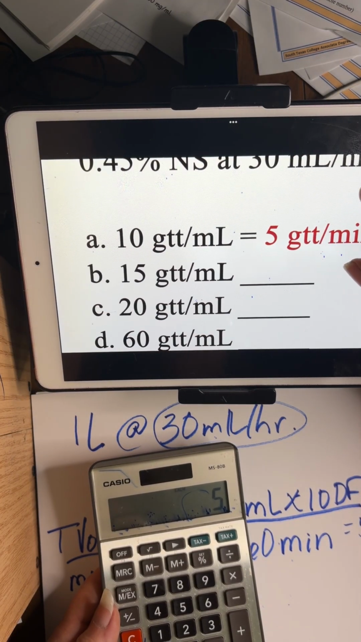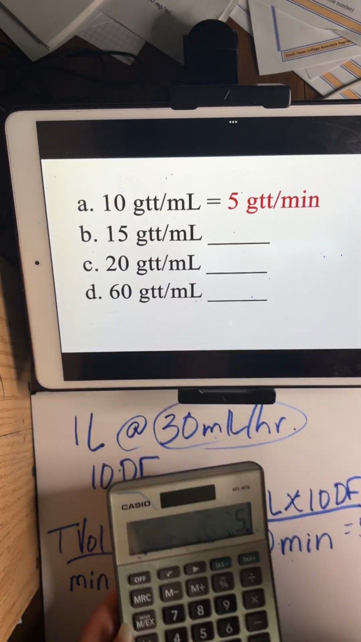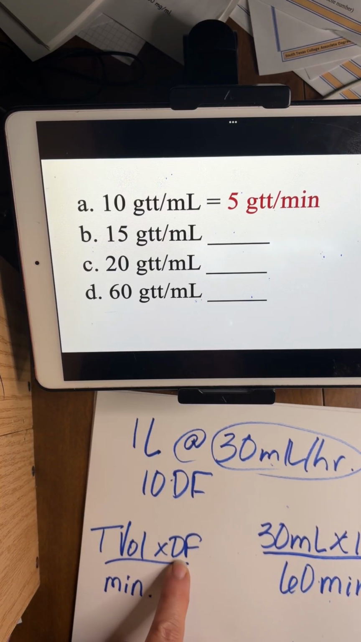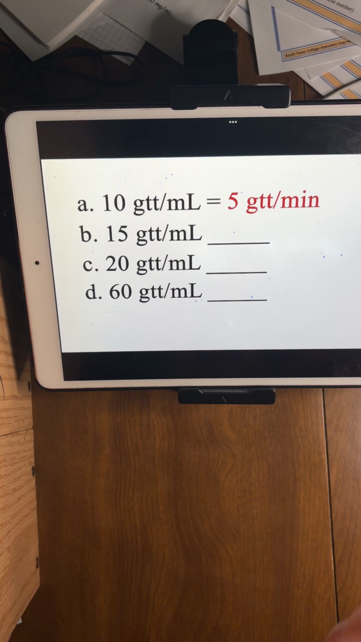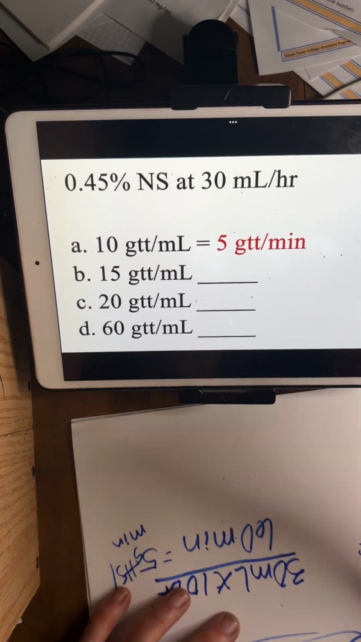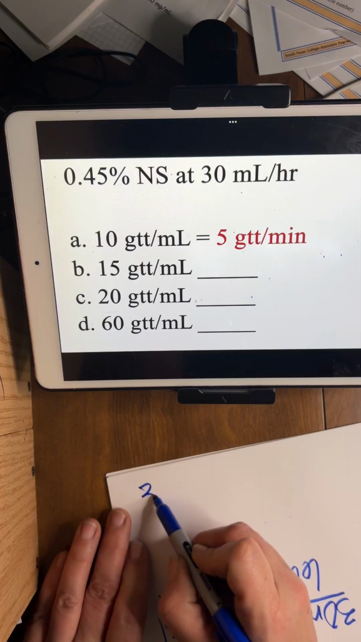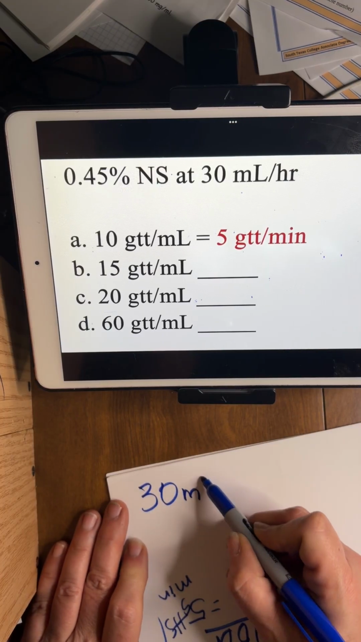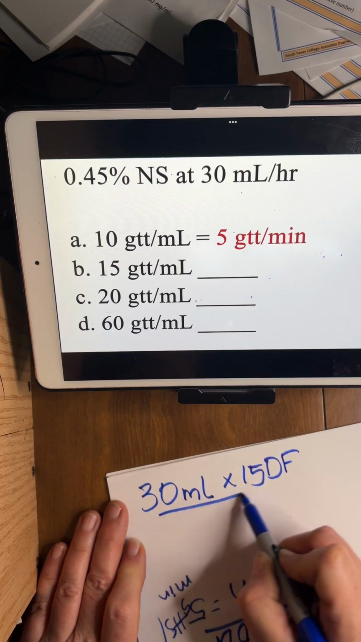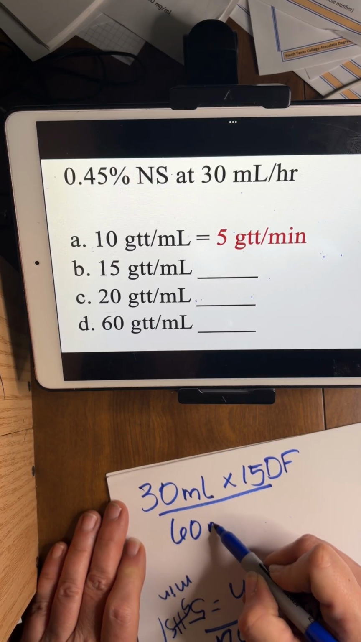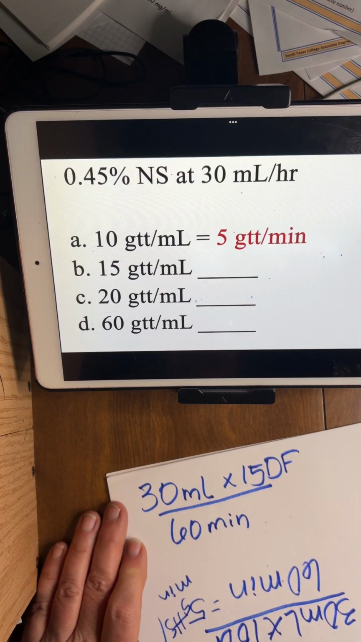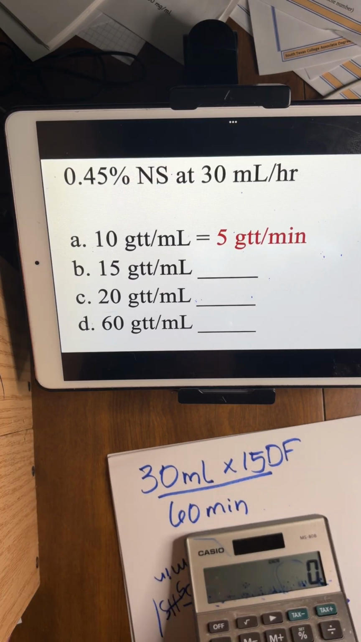All right. So let's see what it would be if we had a 15 drop factor. Total volume times the drop factor over your time in minutes. Burn that in your frontal lobe. And so we'll do 30 milliliters times a 15 drop factor over 60 minutes, because it's going in at an hour. You see that? All right, I believe you do.